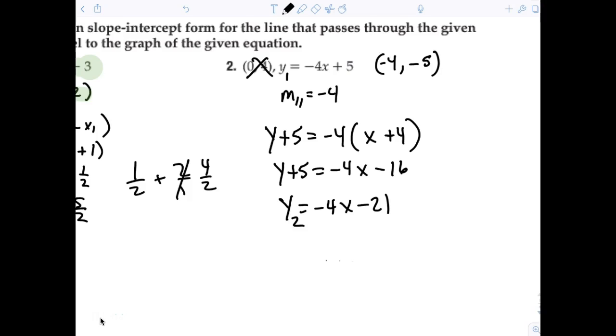I have a problem. I plugged in the -4x minus 7. Oh, wait. Good. All right.